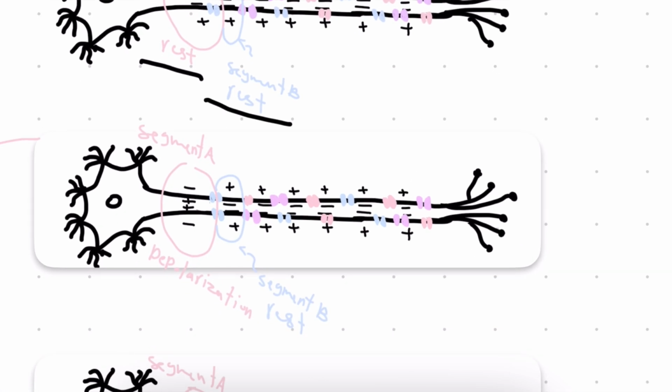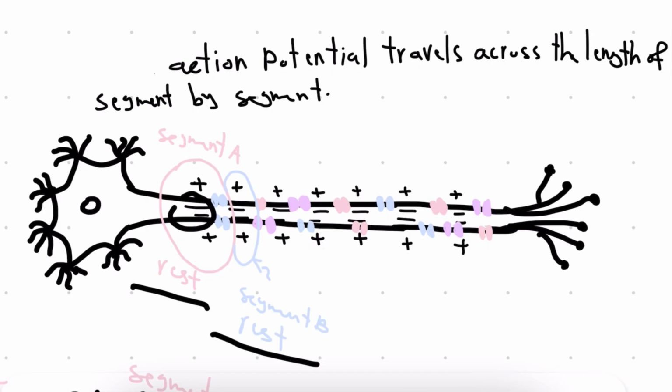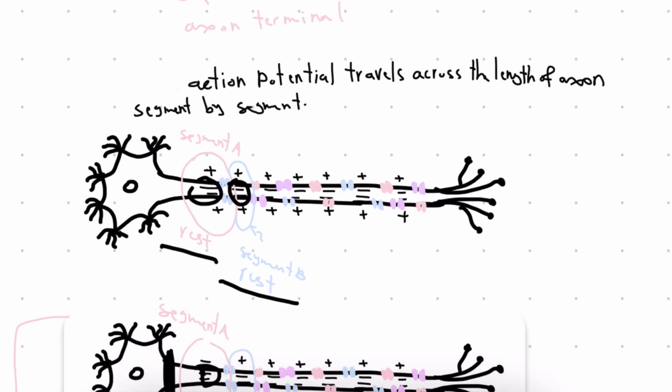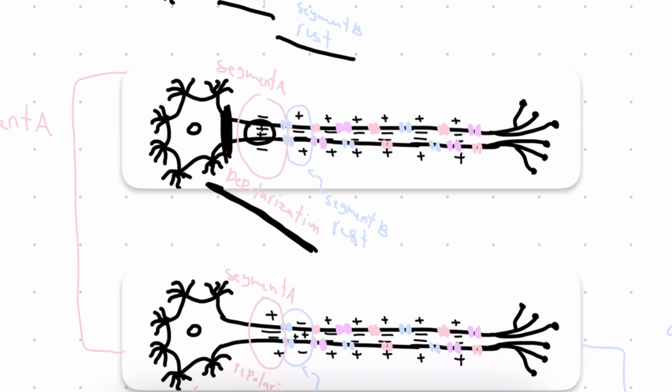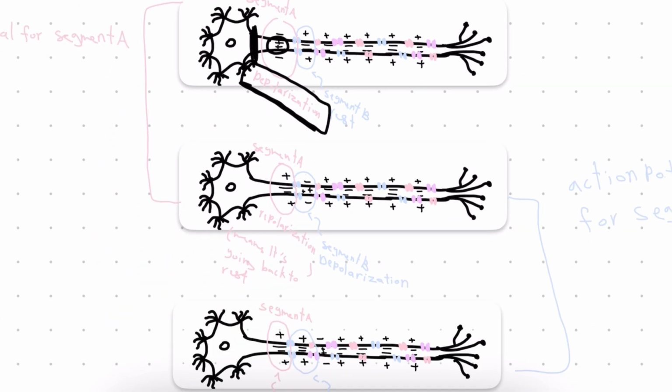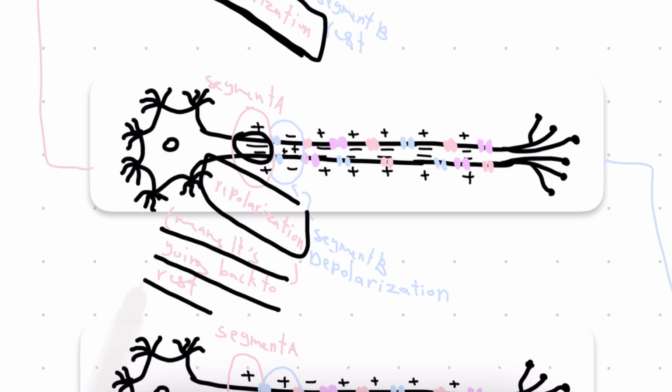When an action potential starts at the tip of an axon, segment A goes through the depolarization process and the inside becomes positive. We know that during rest the inside is negative, but during an action potential the inside becomes positive. This stage of action potential is called depolarization. And then it becomes negative again, and this stage is called repolarization. This means it is going back to rest.